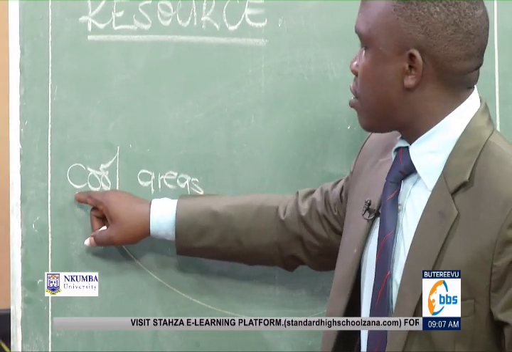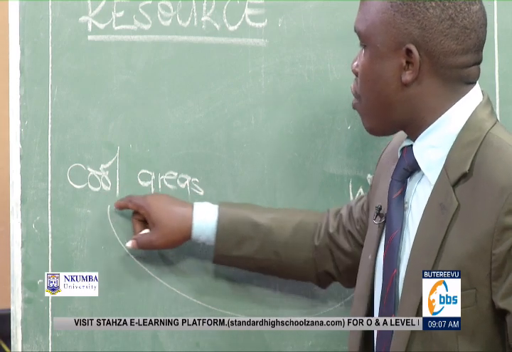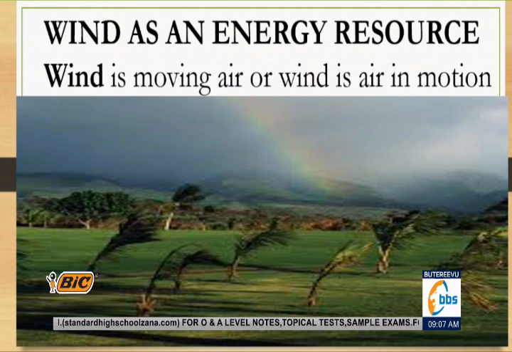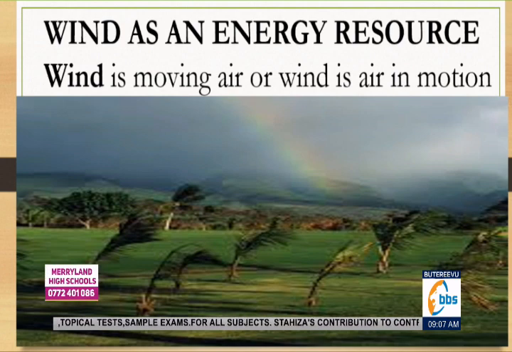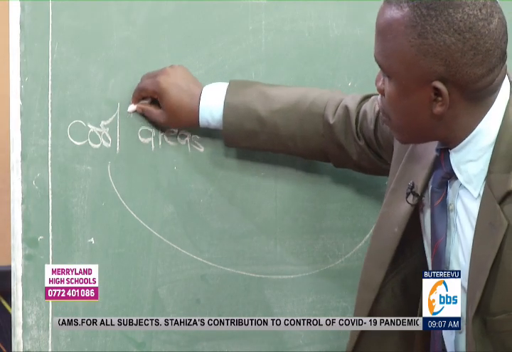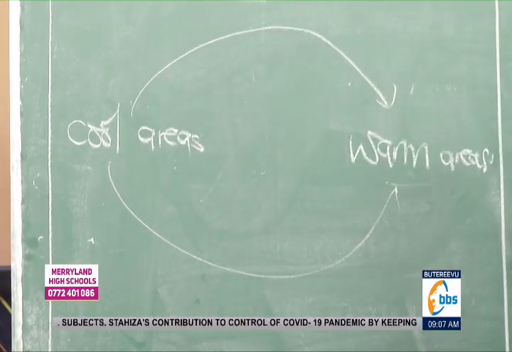Areas with cool air, areas that are cool, have high air pressure. And those areas that are warm have a low air pressure. So wind keeps on moving from areas that are cool to areas that are warm.